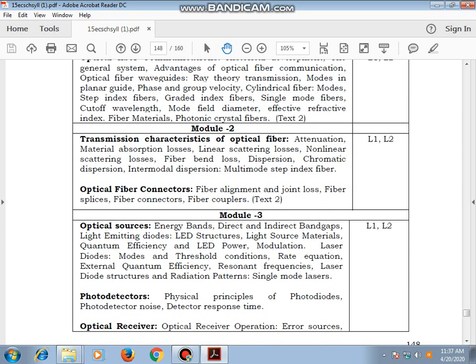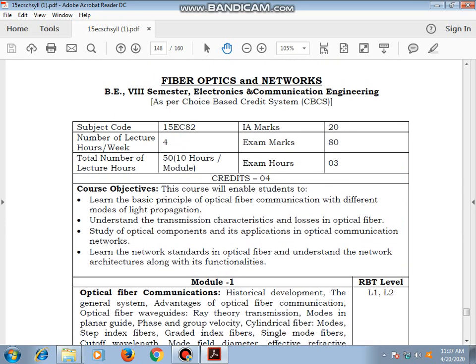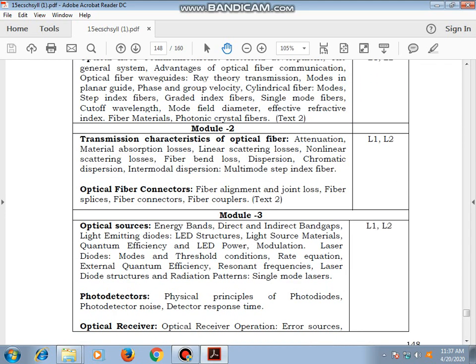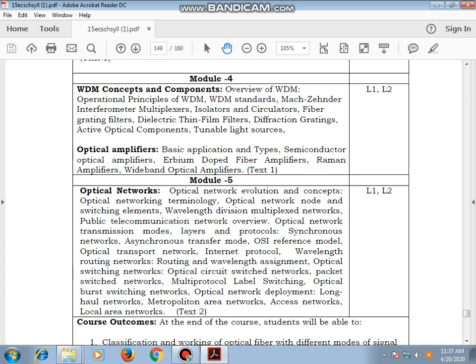Today in this class we will discuss fiber optics and networks. In this syllabus we will talk about the fourth module, that is WDM concepts and components. Here we have the syllabus. In this syllabus we will go with the overview of WDM, operational principle and some of the standards, and some of the concepts related with WDM. We'll go through all of this syllabus in depth while we discuss this chapter.